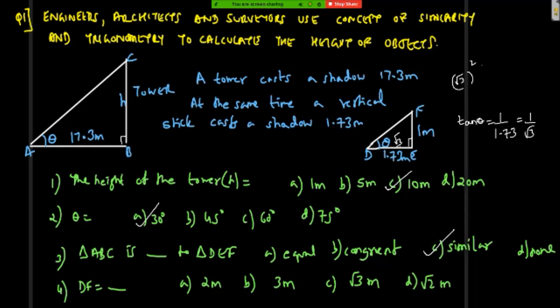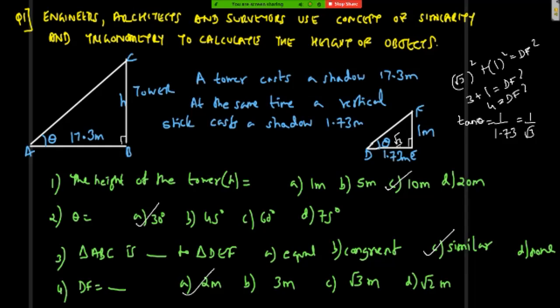This will become root 3 square plus 1 square is equal to DF square. So this is going to be 3 plus 1 equals DF square. So 4 is equal to DF square. So DF value will be root of 4. So we get DF as 2.